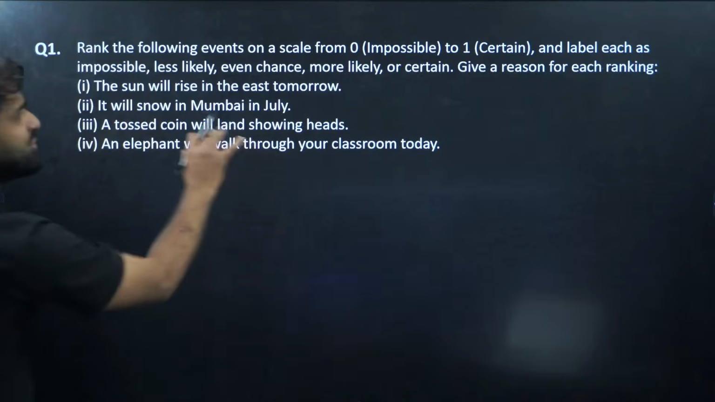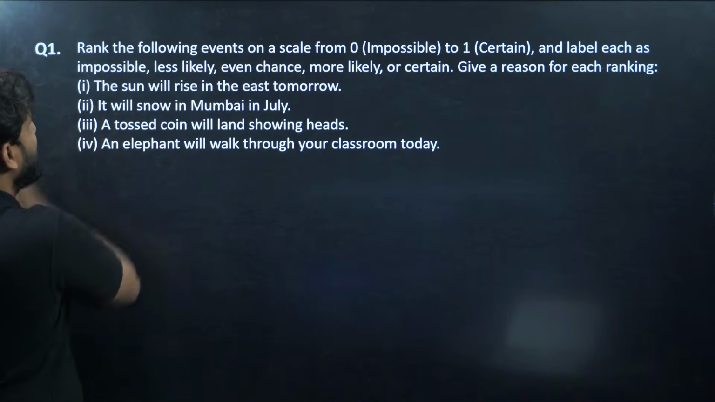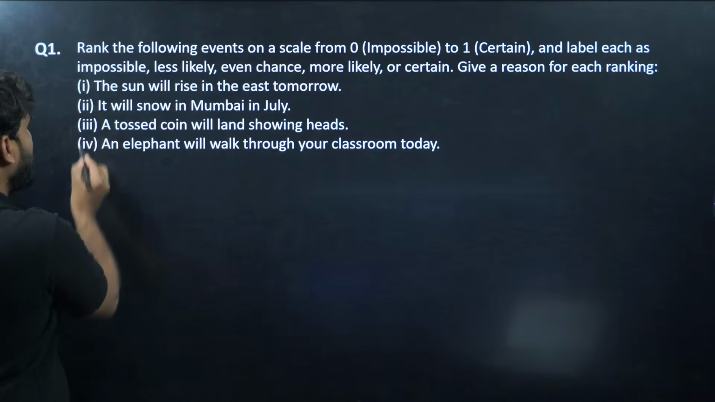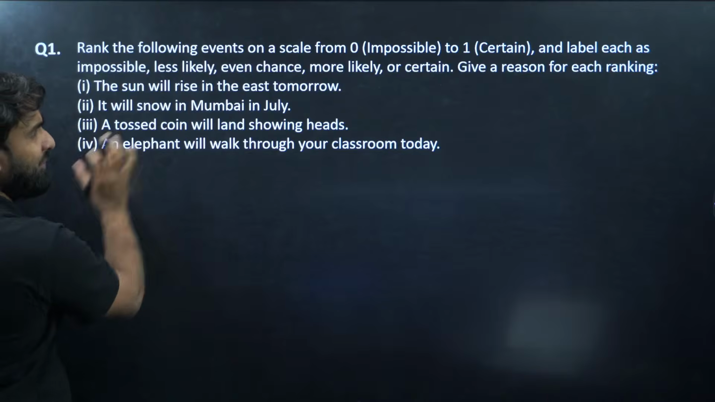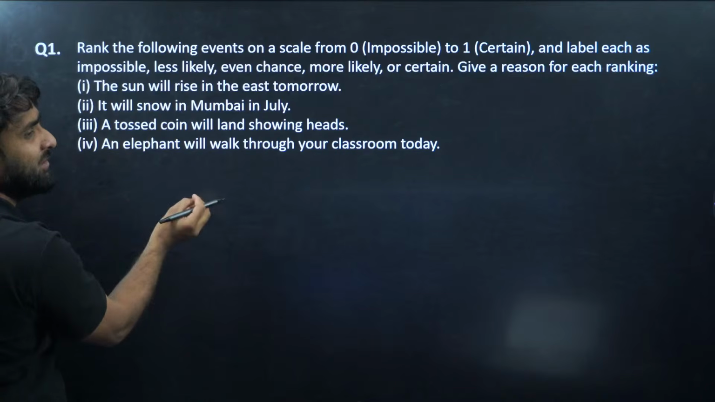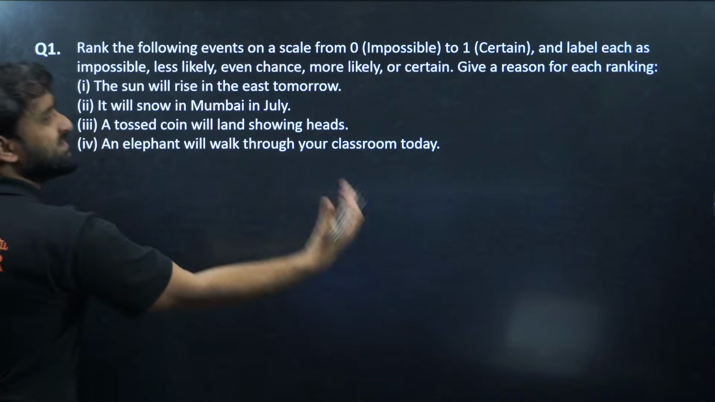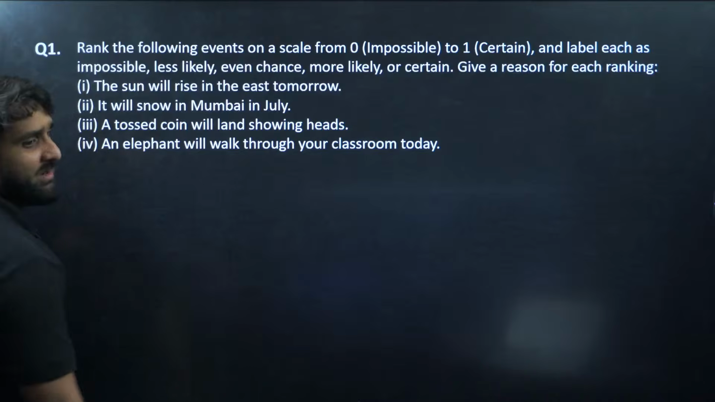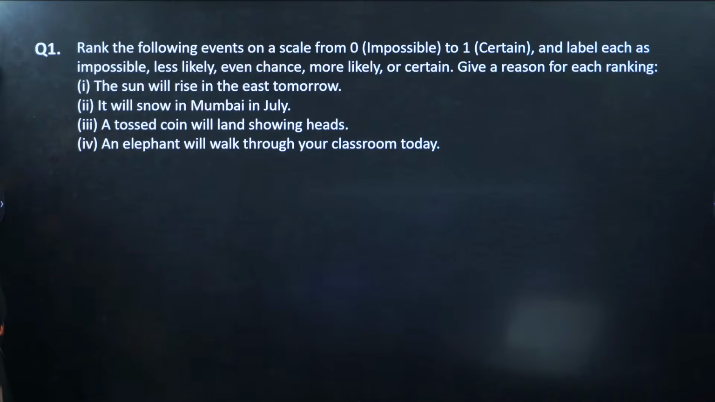Okay. So champions, please look at the question here. Four conditions are given here and we have to find out the possibility, the probability, and we have to rank which is having more chance to occur, which is having less chance to occur. This is the question here. So look at the first question.